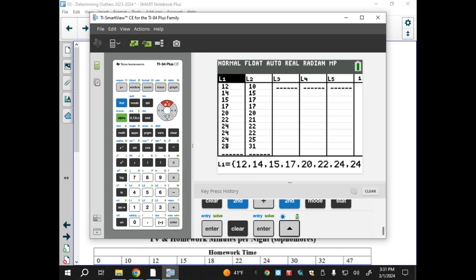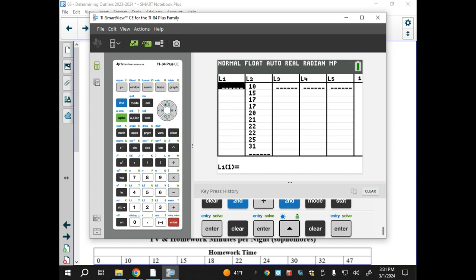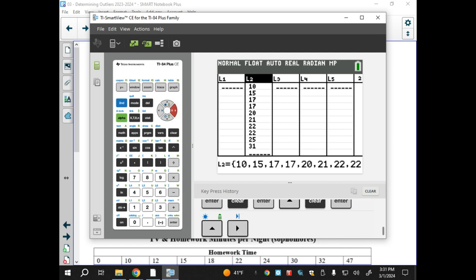What I need to do is go up to L1, and I can see it showing me all my data there, and I'm going to push clear, not delete, clear, and enter. If I push delete by accident, it's going to delete the space for the list also. Now I push delete, now there is no more L2. So I have to retrieve that from the calculator.